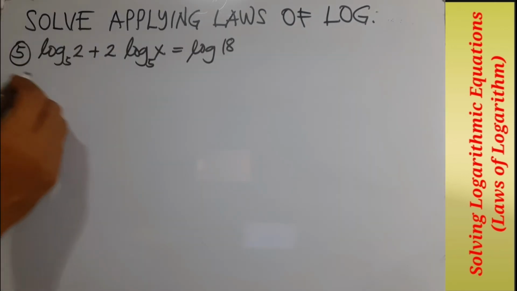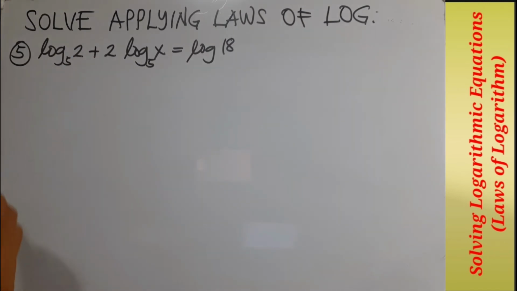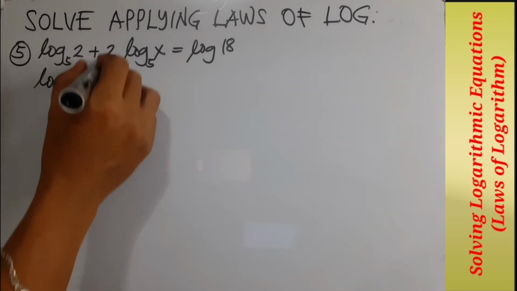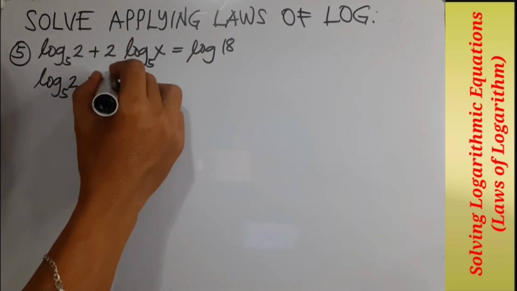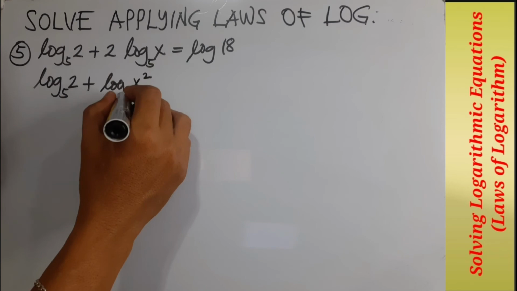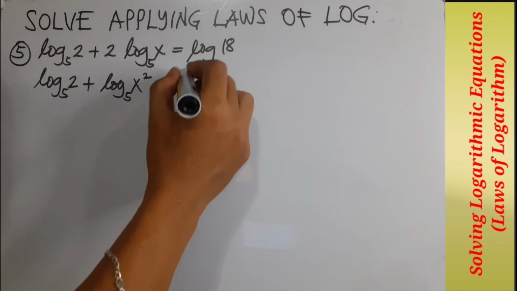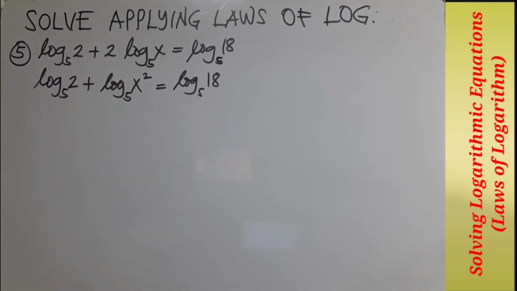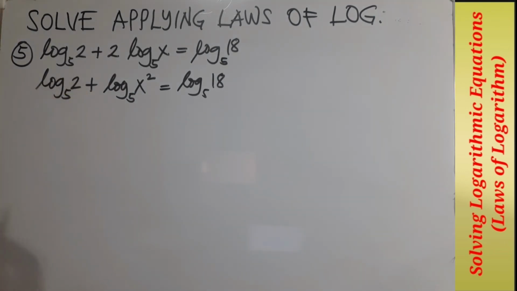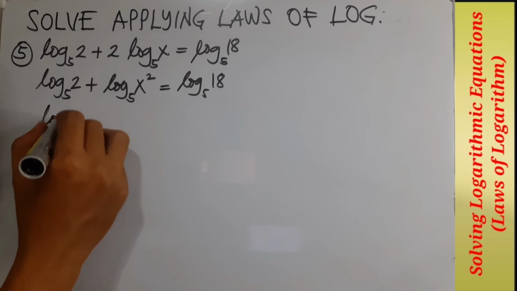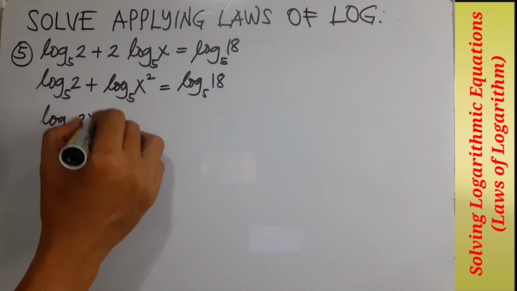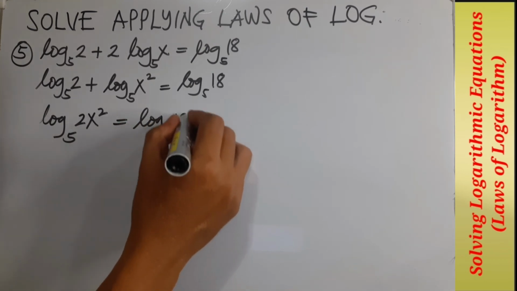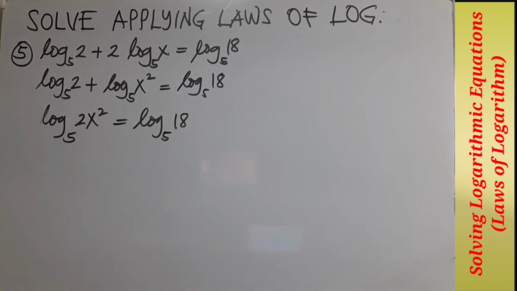Okay, number 5, we have log of 2 with base 5 plus 2 log of x with base 5 equals log 18. So apply the property: copy first, no law to apply, plus since we have a coefficient, we can apply the power rule. So we have log of x squared with base 5 equals log of 18 with base 5. Since the left side is addition, we can apply the product rule. So we have log of 2 times x squared with base 5 equals log of 18 with base 5.